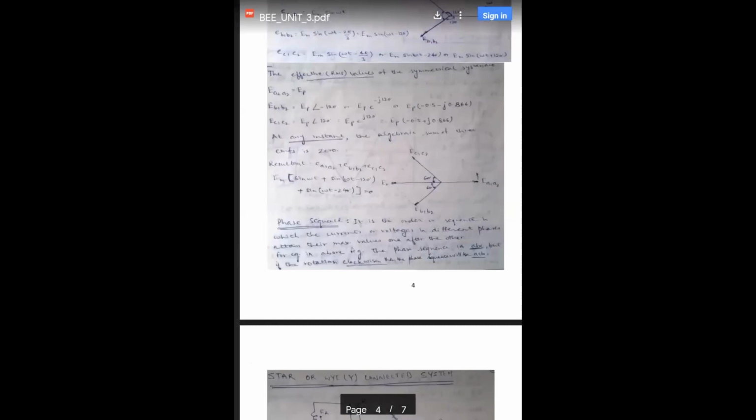So let's begin with a small recap of what we have done earlier. In the previous class, we introduced the concepts of EMF generation in single phase, two phase, and three phase, and how these values can be represented in a waveform as well as in the phasor diagram.